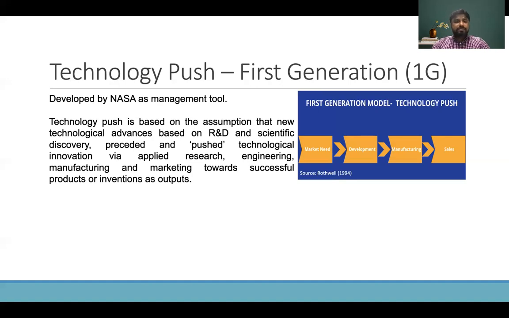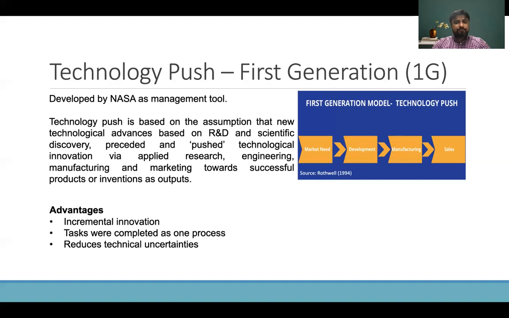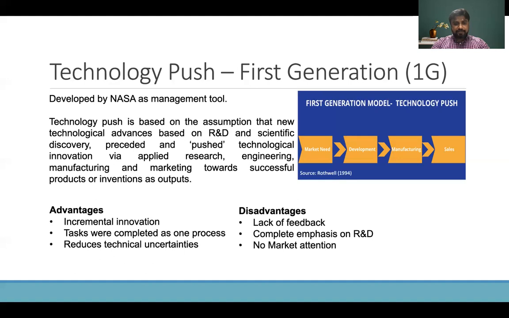The key advantages are that it helps the companies to go for incremental innovation, that the tasks were completed as one process, and it also reduces the technical uncertainties. The disadvantages include there is no feedback between the processes, and it completely emphasizes research and development, and no marketing attention was paid.